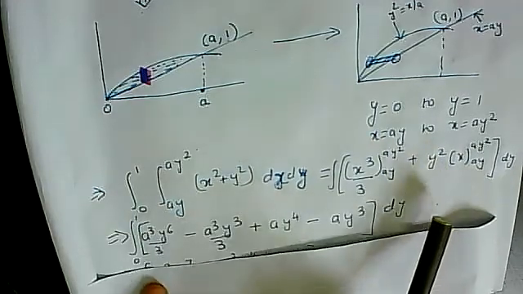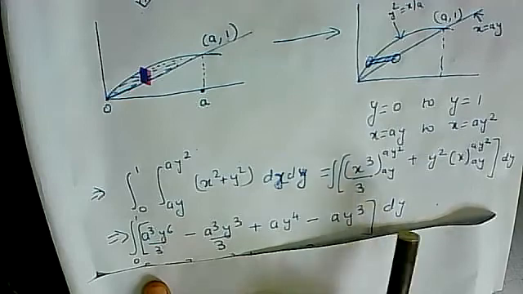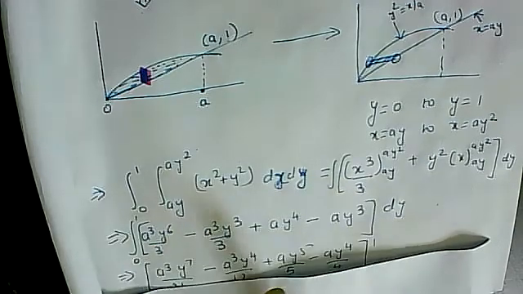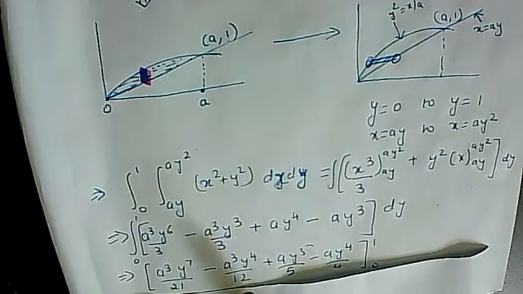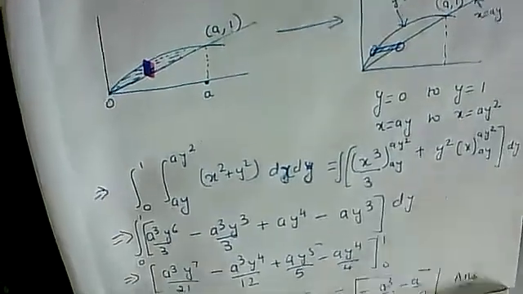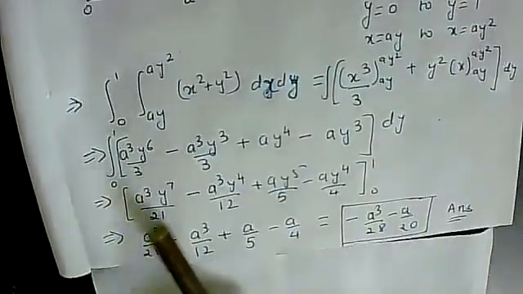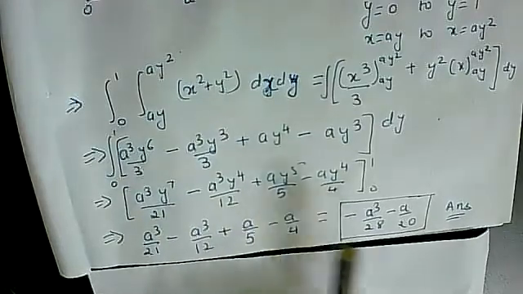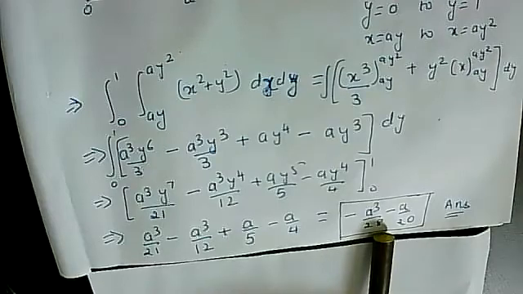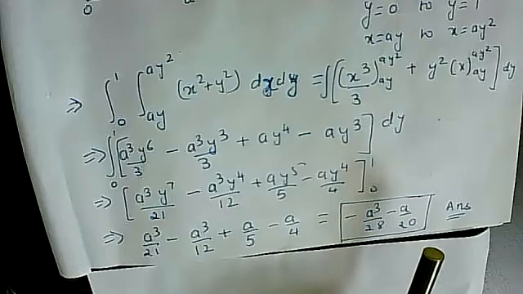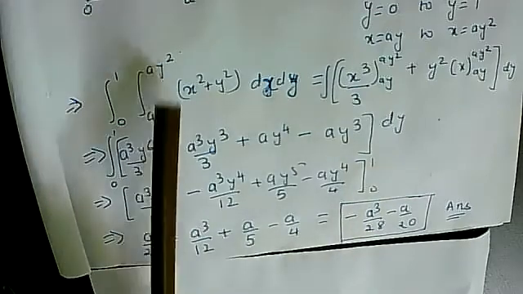When you apply the limits, you will get this. Now you integrate with respect to y and put the limit 0 to 1. Now apply the limits and you will get the value as a cube by 21 minus a cube by 12 plus a by 5 minus a by 4 and this is your answer. Even if you get the answer a cube by 28 plus a by 20, it is correct. It depends upon how you have taken it.